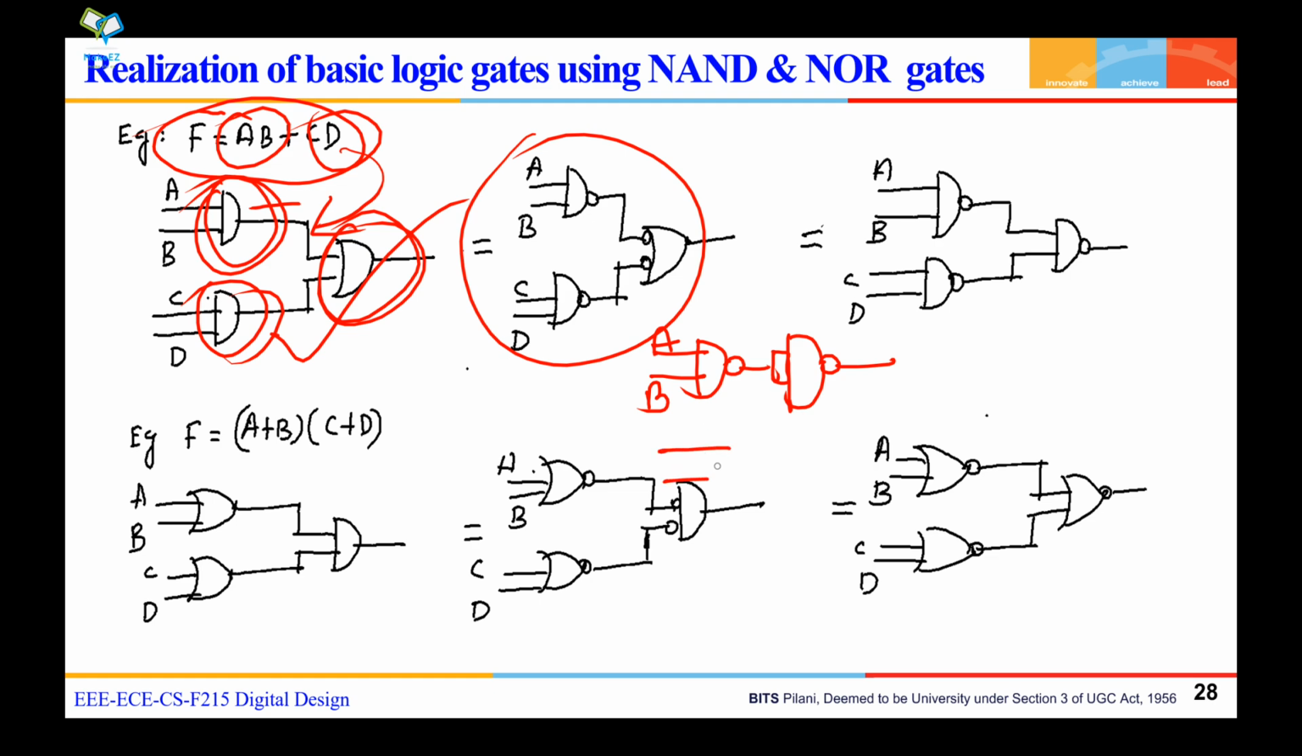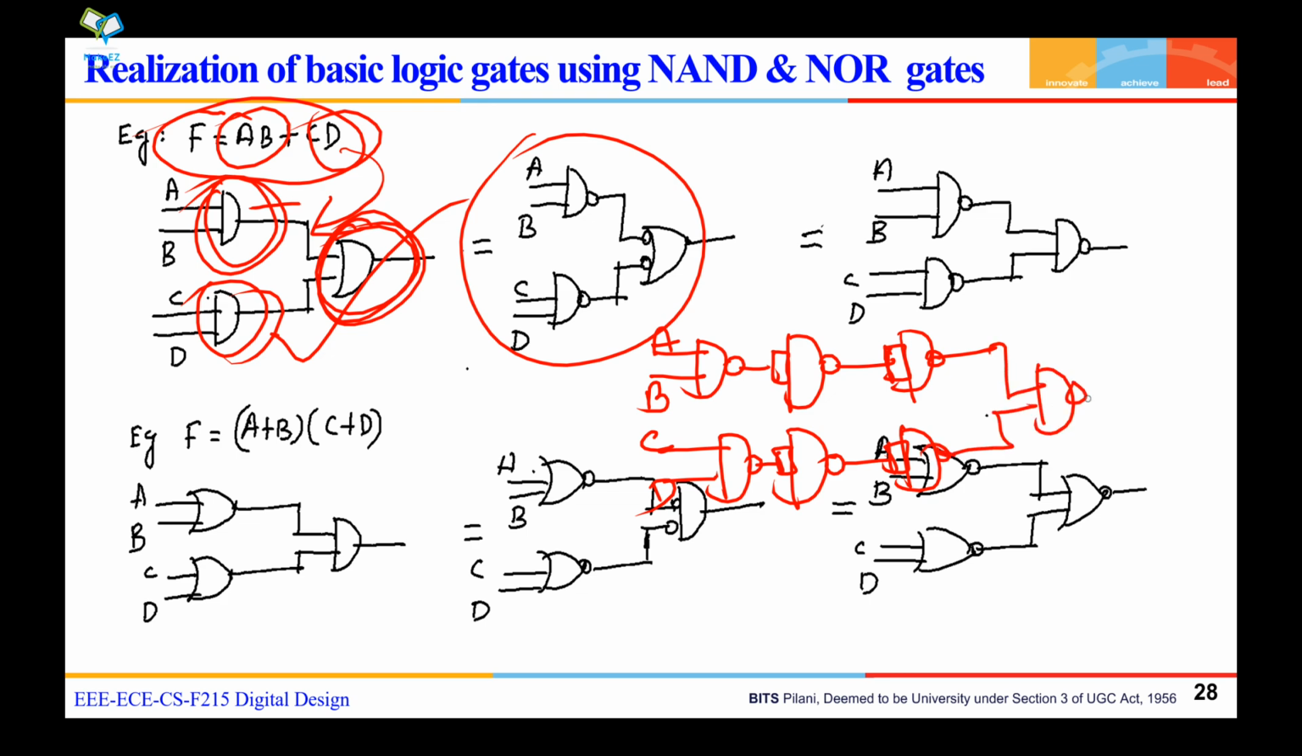Similarly, you have one more like this. This is C and D. Now this gate, when you convert it into the NAND gate, you will get something like this. Yes or no? This is one input, another input, and give this to another NAND gate. This is the output. This is your F. See, this is the NAND implementation of AND. This is the NAND implementation of AND. This is the NAND implementation of OR.